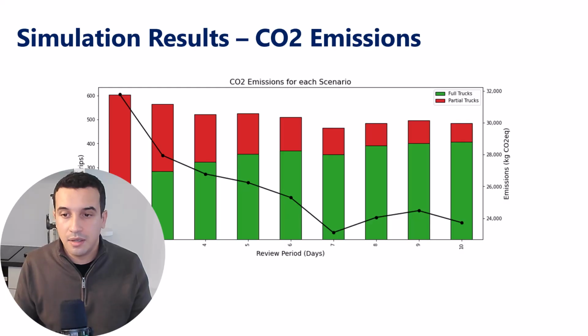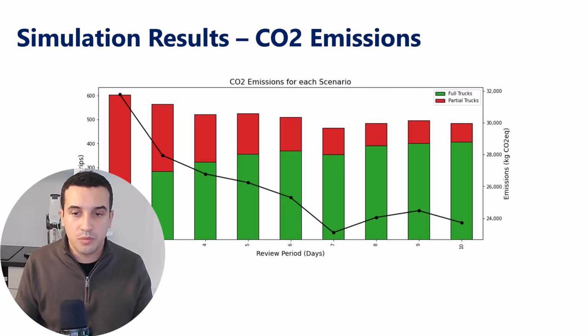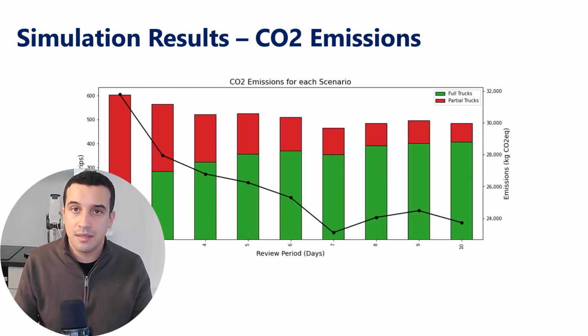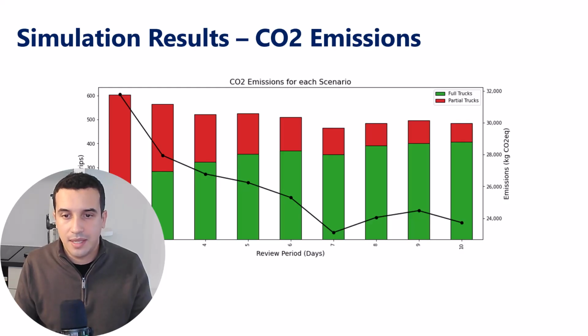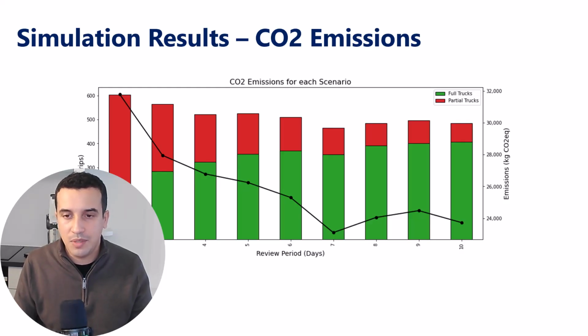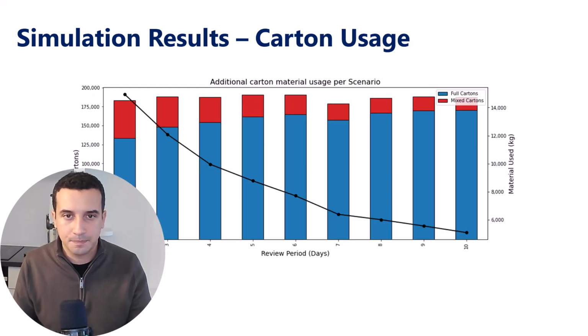So for instance, here we have taken the review period from 2 days to 10 days. And what you could see is that, first, until I think 7 days, the percentage of partial trucks, so trucks that are not full, is decreasing. And this is directly linked to the CO2 emissions. Then what you can see is a strange phenomenon where the CO2 emissions are increasing, but I explained that in the case study. Same here for the usage of cartons.